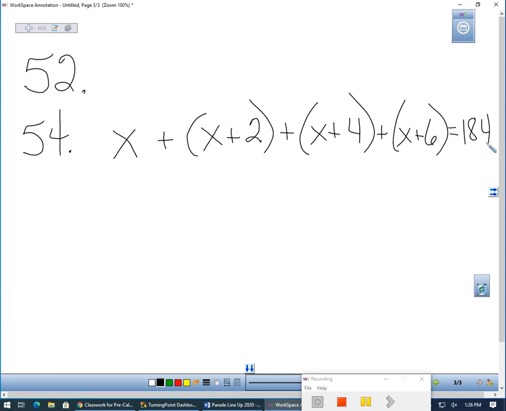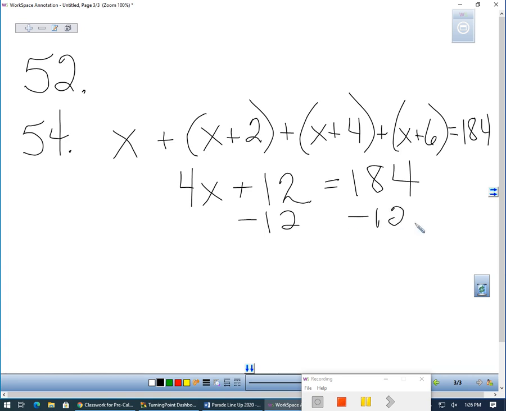All right. So now we're going to go ahead and combine like terms. How many x's do we have? We have 1, 2, 3, 4 of them. 4x. Plus, combining your numbers, we have 2, 4, and a 6. So 12, right? All right. So now, in order to solve, we're going to first subtract the 12 to the other side. So we have 4x equals 172.